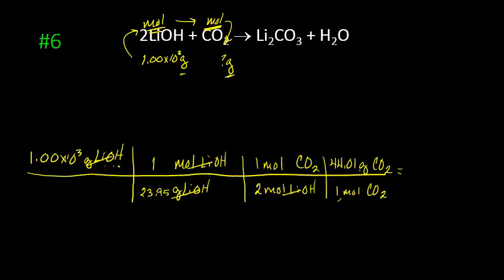Our final answer then, using the correct number of sig figs, is 919 grams of CO2. So 3 sig figs there. This means 3 sig figs there. So 1,000 grams of lithium hydroxide can absorb 919 grams of carbon dioxide.